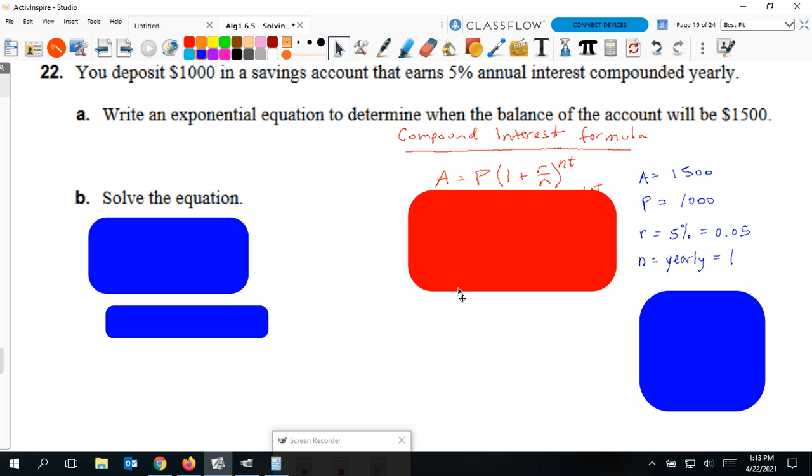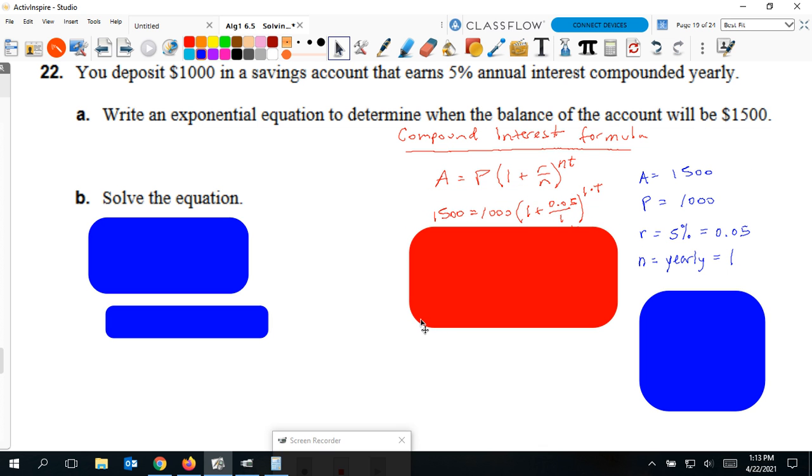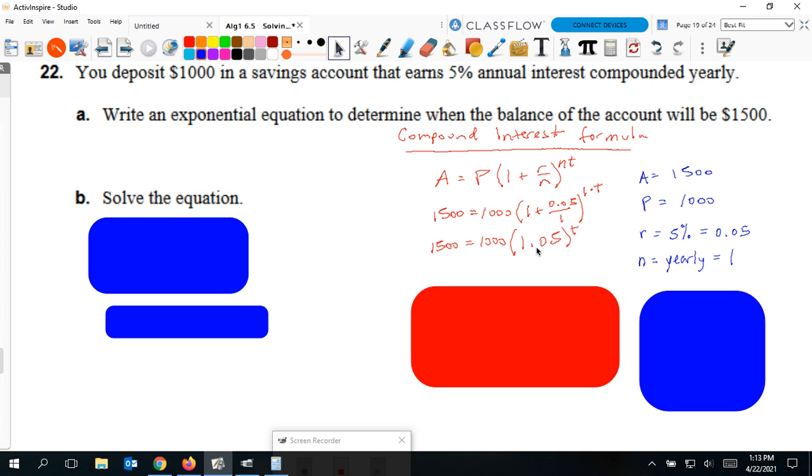And so as we plug that in, we're now going to see 1500 is equal to 1000, and then in the parentheses, 1 plus the rate, 0.05 over 1. And then it's 1 times t up above. And so we simplify that to just be 1.05 inside there to the t power. So this is the first part. This is part A. That's our answer for A.